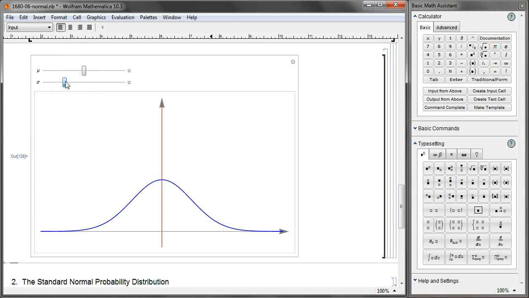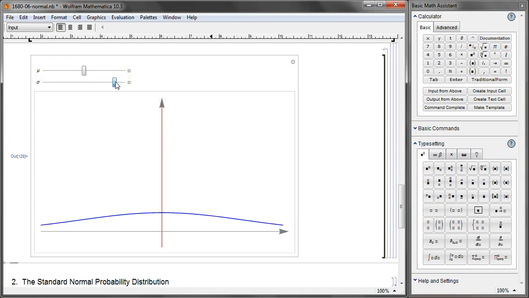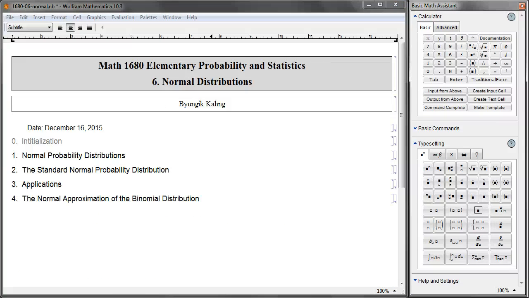And now let's change the standard deviation. The bigger the standard deviation, the flatter it gets. The smaller the standard deviation, the more concentration in the middle. As we said before, standard deviation measures the dispersion. So a smaller standard deviation means more concentration toward the expected value, and a bigger standard deviation means more diversified, more spread out data. So much for the introduction. In the next video, we're going to talk about the standard normal distribution and the standard normal table.